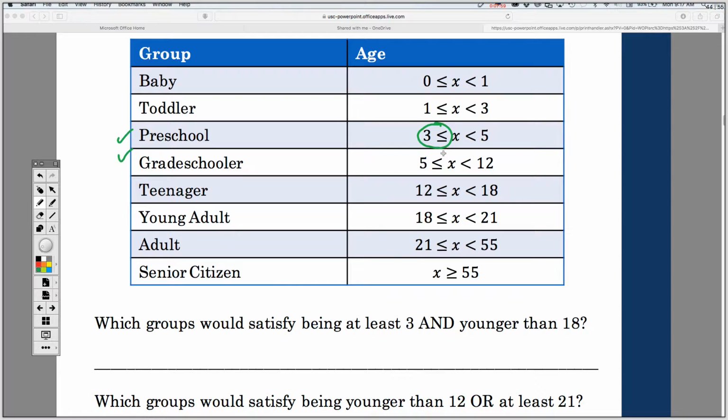Okay, less than 12. Less than 12 doesn't include 12. Just know to circle a sign with it and you'll be fine. So this one includes 3, this one does not include 12. So now put your bookends, so it would be 3, 12, copy down the signs with it, and put your x in between. So in between 3 and 12 would be the ranges for a preschooler and a grade schooler.